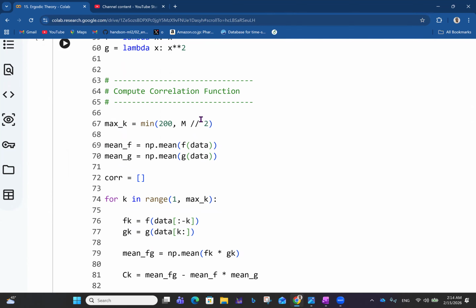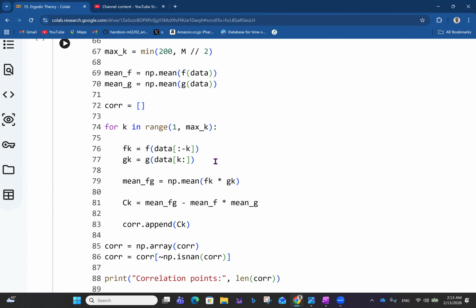And we have the compute correlation function. You have max lag, which is the minimum of 200 and m double slash 2. That's integer division, so this division gives us the integer value, and we don't care about the remainder. Then we have min f, which is np.min of f on data, min g, np.min of g on data, and we have this whole setup.